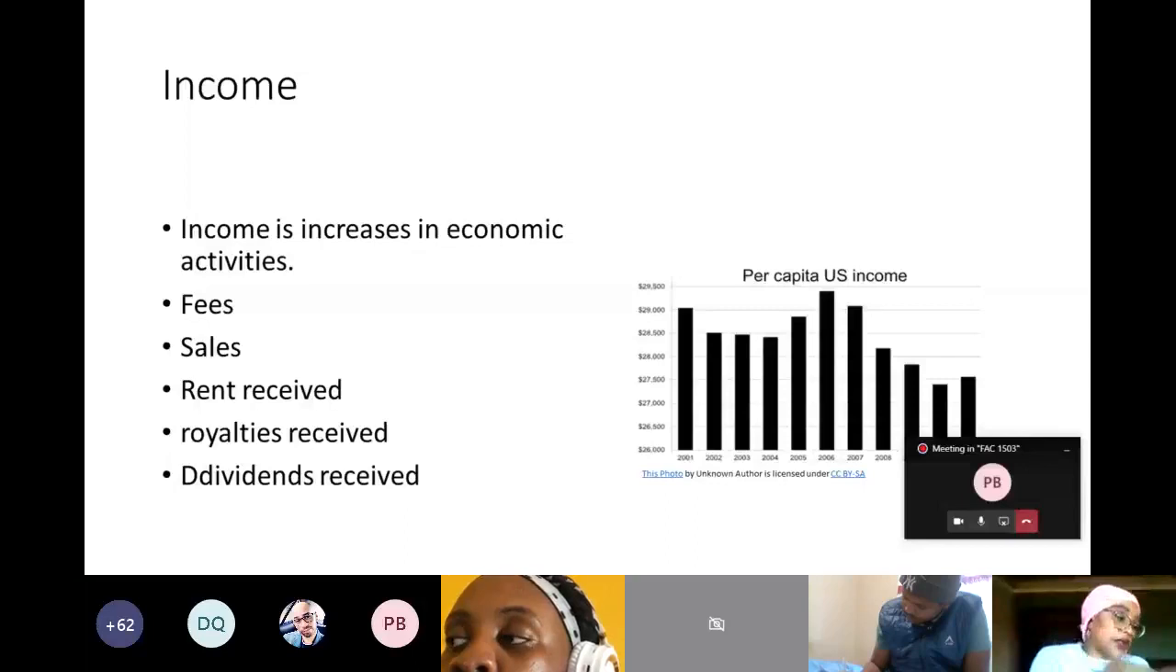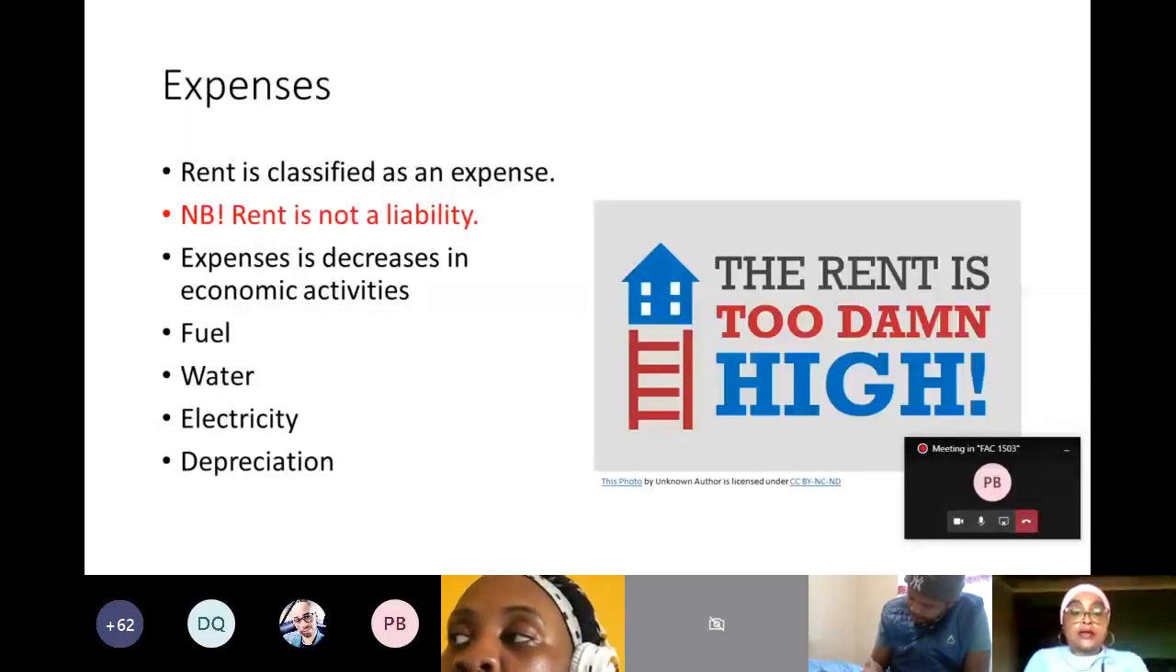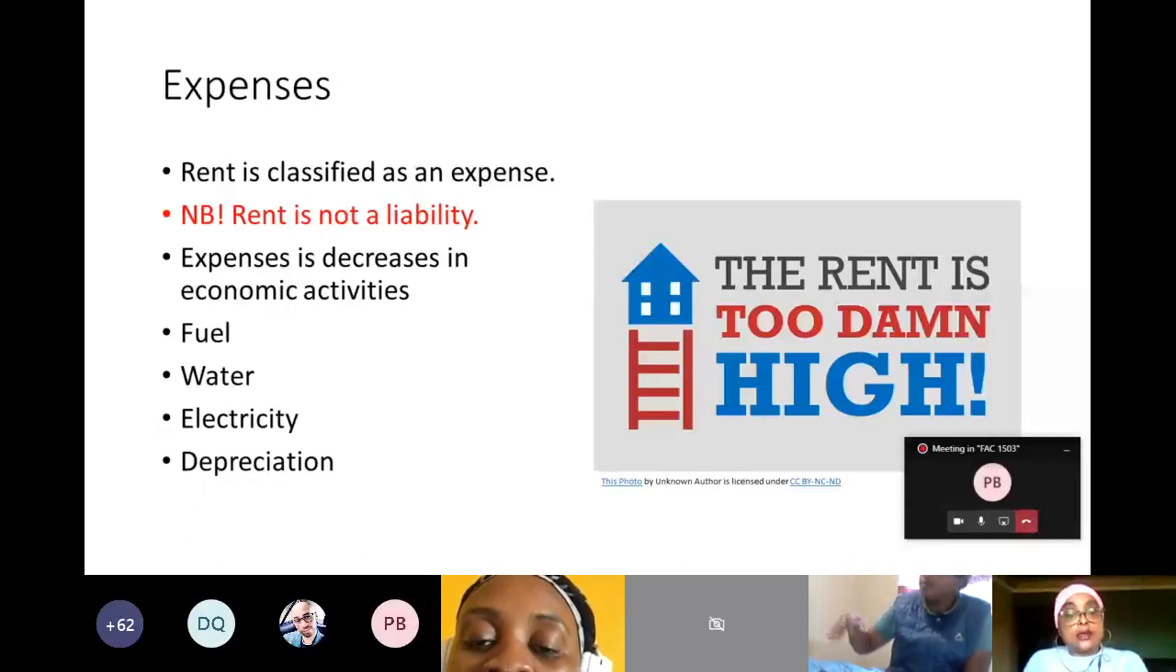Expenses. Rent is classified as an expense. Rent is not a liability. I know that many students struggle with the concept of rent being an expense. Now, expenses are decreases in economic activities, okay? And expenses are fuel, water, electricity, and depreciation.